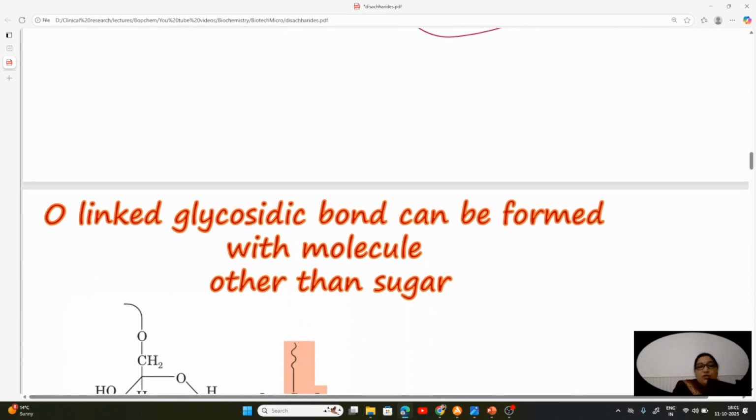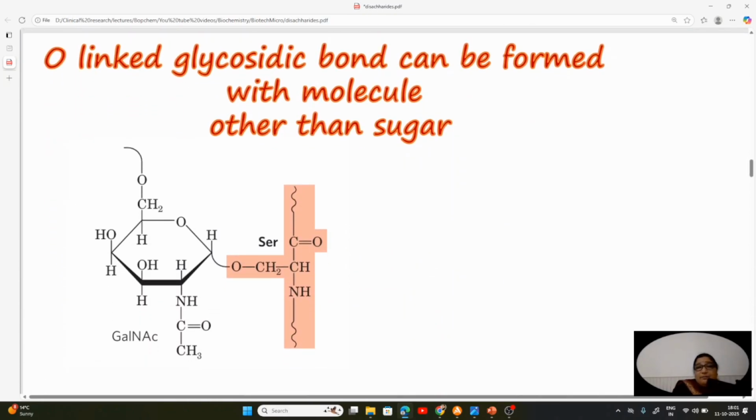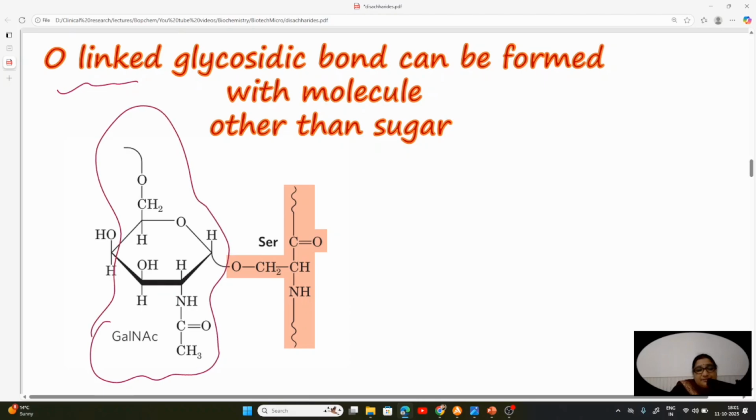Okay. Now moving on to another part, that the O glycosidic bond can be formed with a molecule other than sugar. Here you can see that this is the N-acetyl glucosamine. This is the structure of N-acetyl glucosamine and this is the amino acid serine. This N-acetyl glucosamine is linked to this molecule of serine by O linkage, and such kind of linkage is also known as glycosidic linkage.